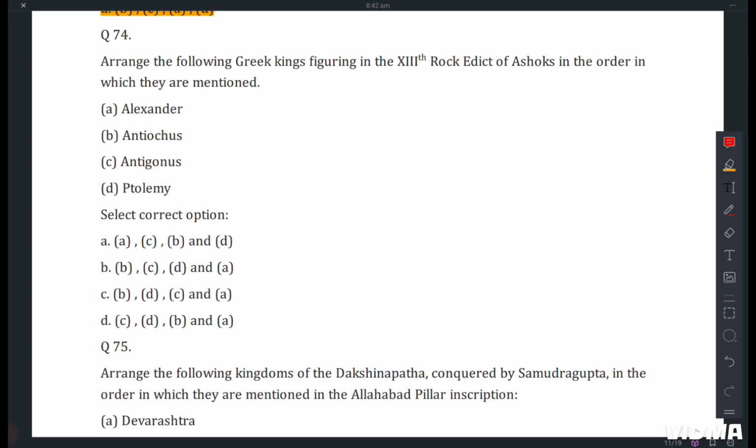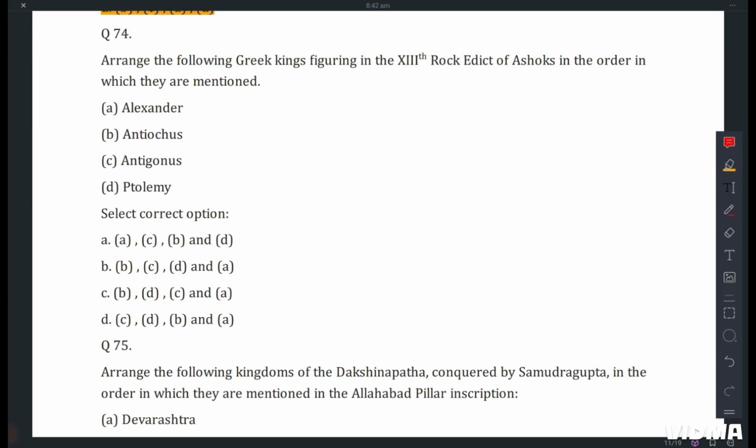Again arranging. Question number 74. Arrange the following Greek kings' figures in the 13th rock edict of Ashoka in order in which they are mentioned. 13 rock edict को arrange करना है Greek kings के according. Alexander, Antiochus, Antigonus, Ptolemy. Oh, difficult question it is. Okay. So, what is the correct answer? Any guesses?